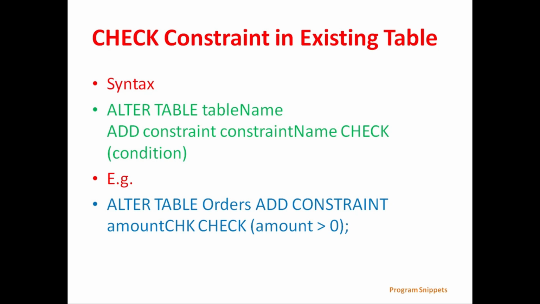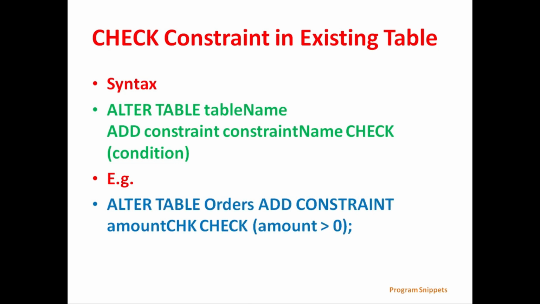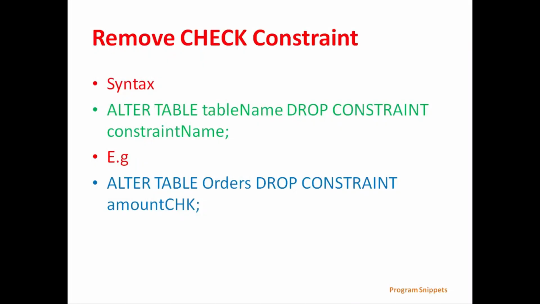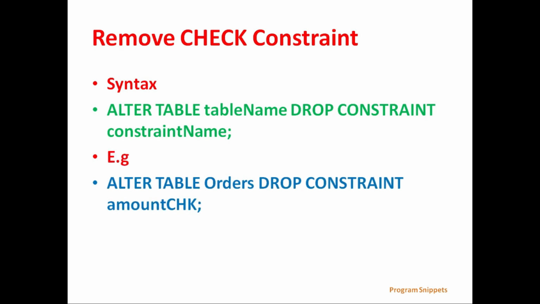We can apply check constraint to an existing table also. General syntax is alter table name, add constraint name and check condition. For example, alter table orders, add constraint amount check and check condition is amount greater than 0. We can remove the check constraint using alter table. General syntax is alter table name, drop constraint name. For example, alter table orders, drop constraint amount check, which is the constraint name.